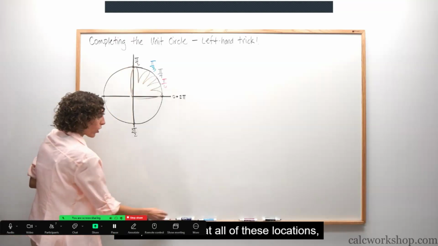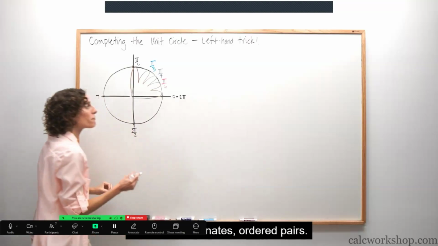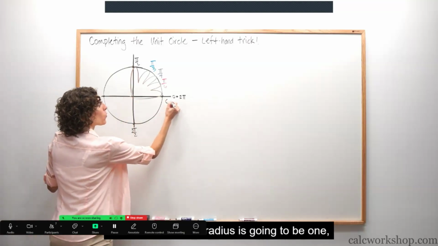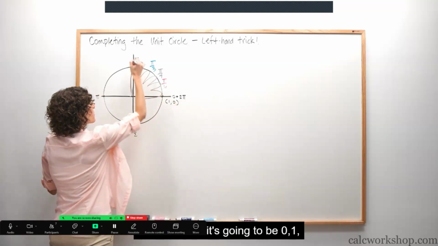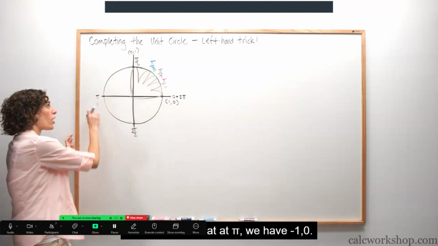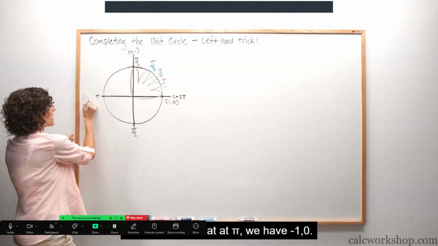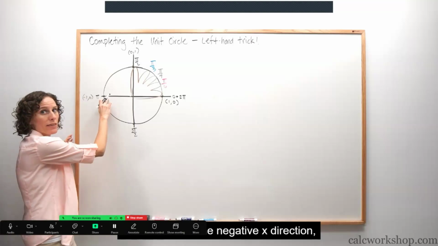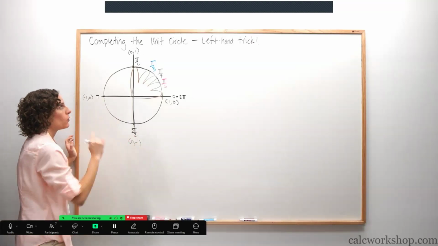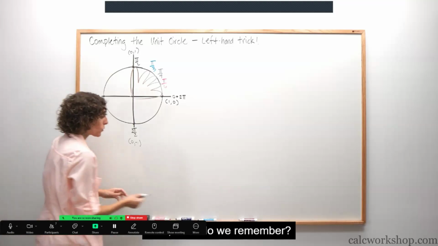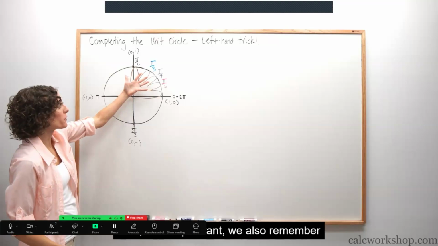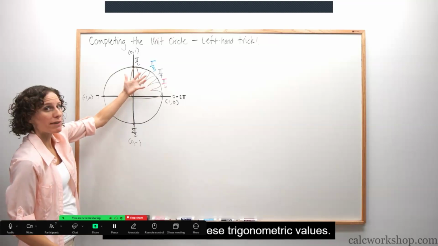Well, we know that at all of these locations, we have coordinates, ordered pairs. If we know that the radius is going to be 1, then this is going to be 1, 0, and this value here is 0, 1. We also know that at pi, we have negative 1, 0, 1 unit out in the negative x direction, and here we've got 0, negative 1. Well, what do we remember? In this quadrant, we also remembered that we could find these trigonometric values.